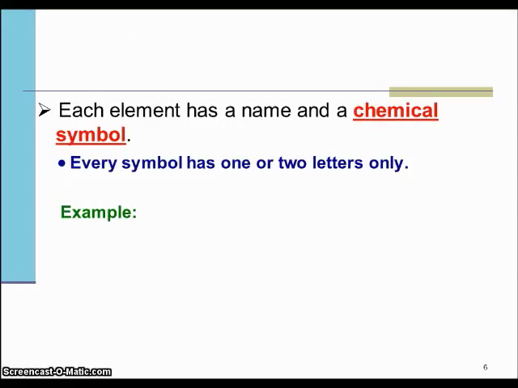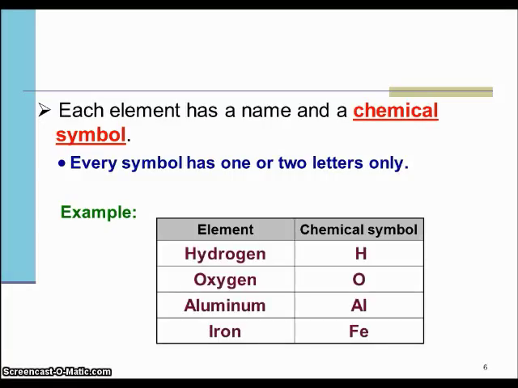Each element has a name and a chemical symbol. Every symbol has one or two letters only. For example, the element hydrogen has the chemical symbol H. Oxygen has the chemical symbol O. Aluminium, on the other hand, has the chemical symbol Al. And iron has the chemical symbol Fe. Do take note, when an element has a chemical symbol with two letters, the second letter must be written in small letter.